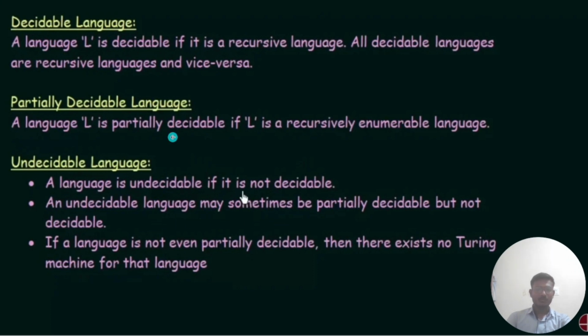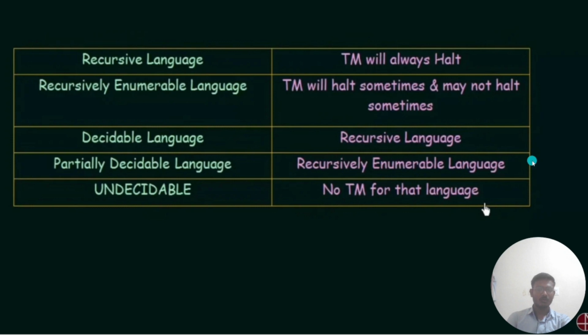If you don't understand this, we have one table. With the help of this table, we can understand all the things which we learned. So what is a recursive language? A recursive language is one in which the Turing machine will always halt. So what is a recursively enumerable language? A recursively enumerable language is one in which the Turing machine will halt sometimes and may not halt at other times.